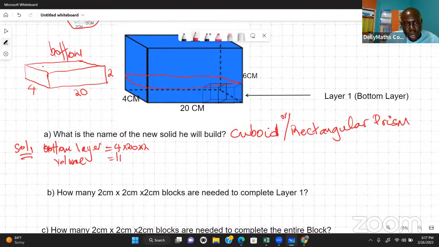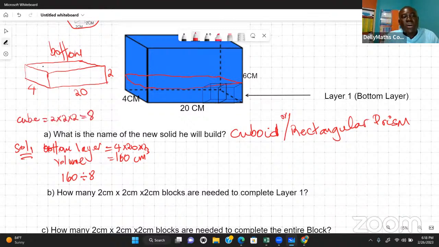So this is 160 cm cube. That is the volume that needs to be filled. But remember that one of the little cubes is 8, so you want to divide this by 8. If you divide 160 by 8, and this 8 is for the cube, because remember the cube is 2 by 2 by 2, the cube that you need to use to fill it is 2 by 2 by 2, which is 8. So you want to divide it by 8.